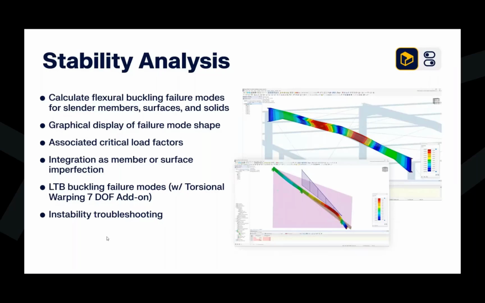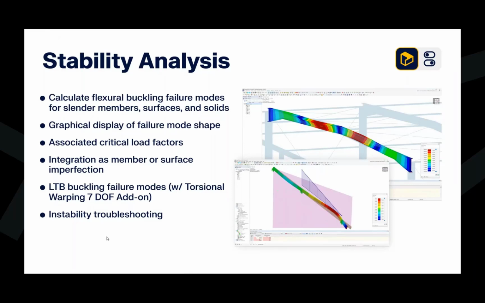We can take this information too and integrate it in other parts of the program. So for example, member or surface imperfections. I could take my buckling mode shape of a surface element and I could scale it. And I could actually deform the FE mesh of that surface element before I carry out a general static analysis. Or we could import in these critical load factors as effective length factors for our steel design. So a lot of different options there, again, extending to other parts of the program.